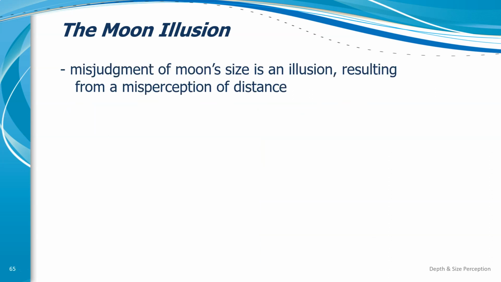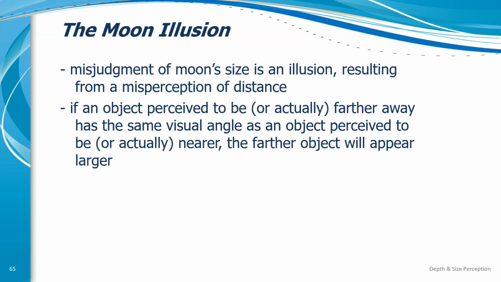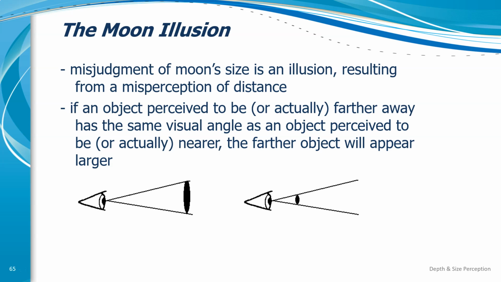So why does the moon illusion exist? Now, there are explanations dating back literally centuries. The argument is that it's once again a misperception of distance. So this is something that I've shown you before, but I'm going to show it to you again. Okay, in the left image, we have an eye looking at a large object far away, and in this case, a small object that's close to us. So, if an object is perceived to be farther away, or if it even is actually farther away, and if it has the same visual angle as an object that is perceived to be or is actually closer, then the farther object will appear to be larger. Okay? This has been true of the illusions that I've shown you.